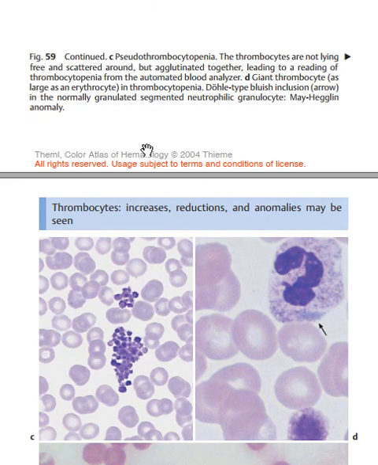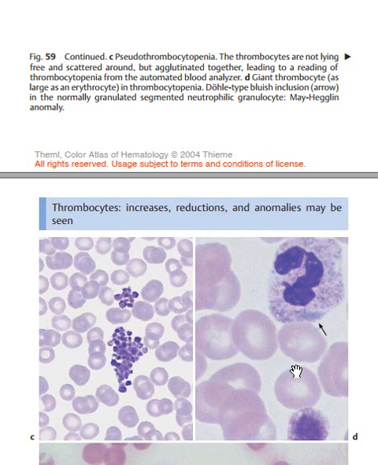Now this diagram here is going to still continue with thrombocytopenia. Diagram C is a pseudo thrombocytopenia. Is it clear? So in a pseudo thrombocytopenia, the thrombocytes are not lying free but are scattered around. The thrombocytes are going to be highly agglomerated at a certain position, which makes you think that the thrombocyte density is reduced, but it's not actually reduced. That's why it's called pseudo thrombocytopenia.